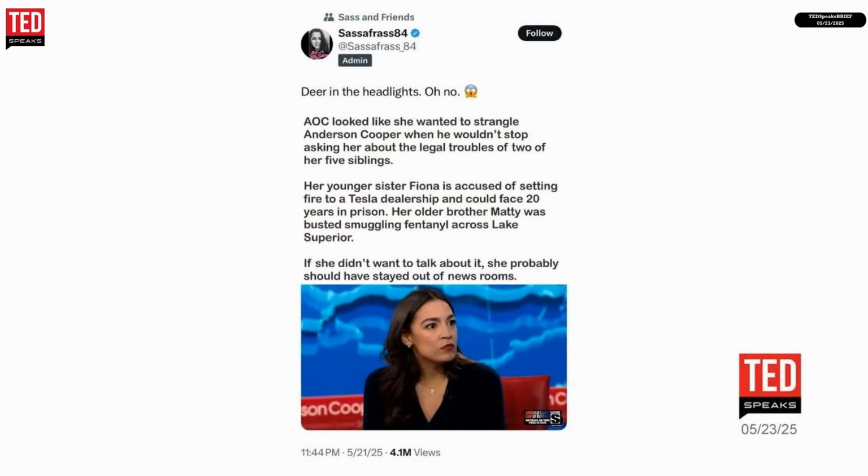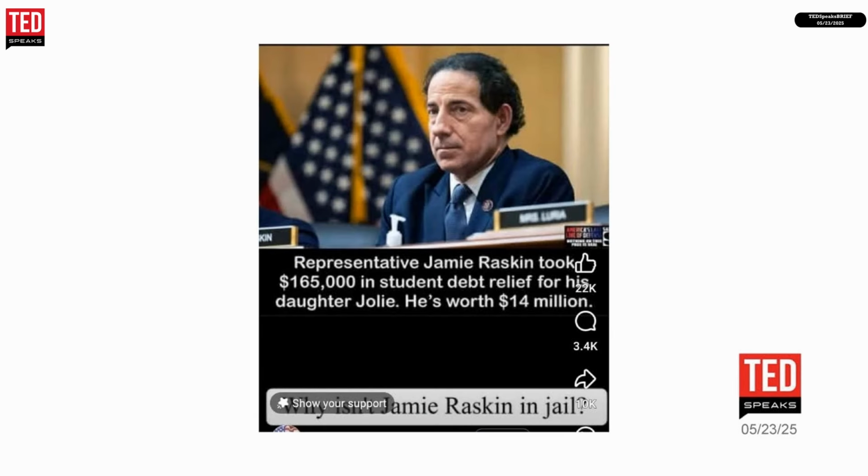Oh no, AOC looked like she wanted to strangle Anderson Cooper when he wouldn't stop asking her about the legal troubles of two of her five siblings. Her younger sister, Fiona, is accused of setting fire to a Tesla dealership and could face 20 years in prison. Her older brother, Matty, was busted smuggling fentanyl across Lake Superior. If she didn't want to talk about it, she probably should have stayed out of the newsroom.